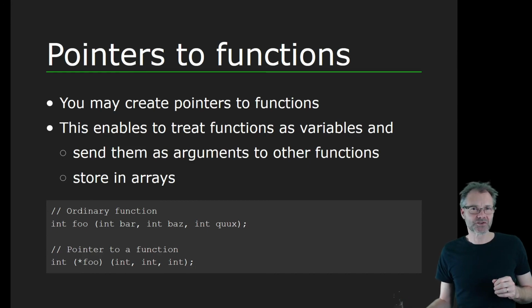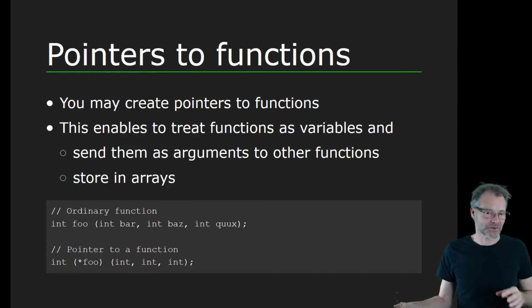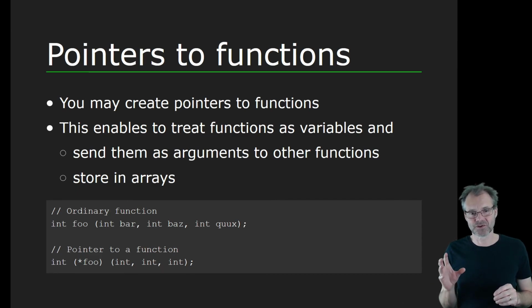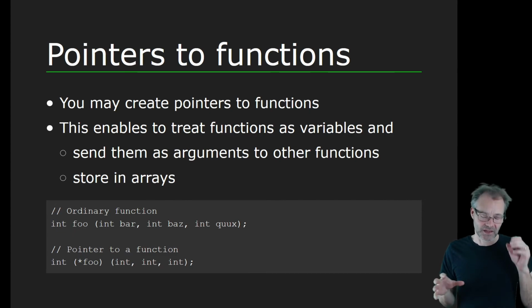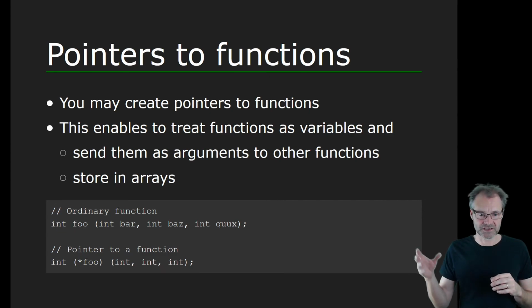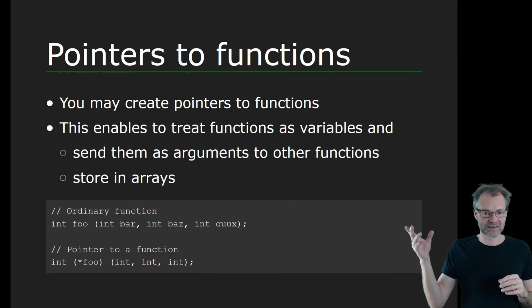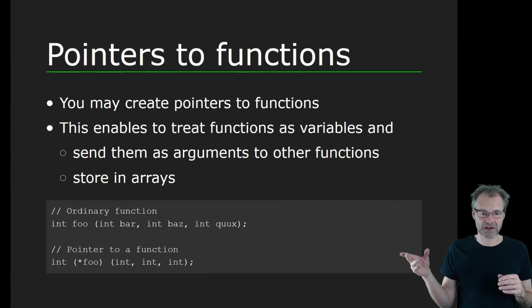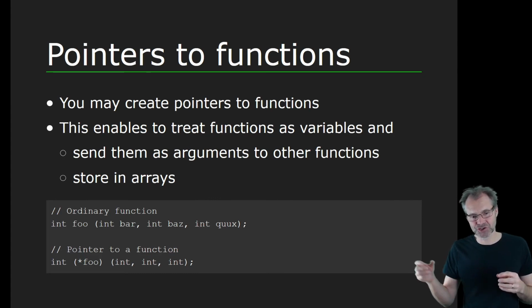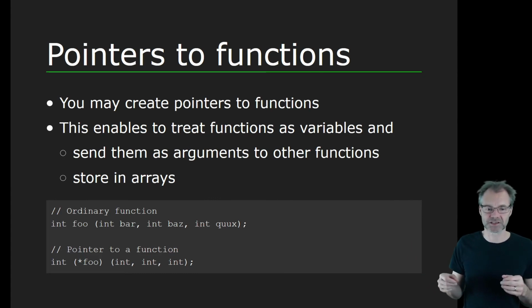I also want to mention, I'm not going to build an example of this. This is just for you to know that you can also have pointers to functions. A pointer to a function. Well, I can see how it looks like here. So this is an ordinary function down there. And this is how we could declare a pointer to that particular sort of function, or declare a pointer that could point to that function.